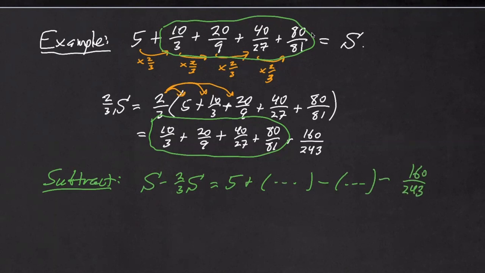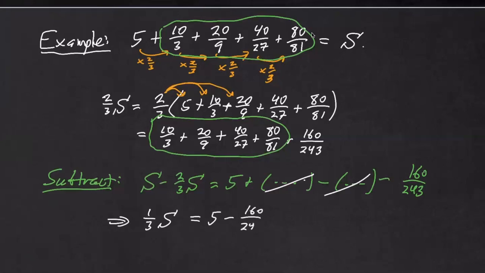Right, so everything in here cancels. This is the stuff that I put a red bubble around. All that cancels. And so that means when we subtract 2/3 S from S, we're left with 1/3 S. And that's 5 minus 160 over 243.